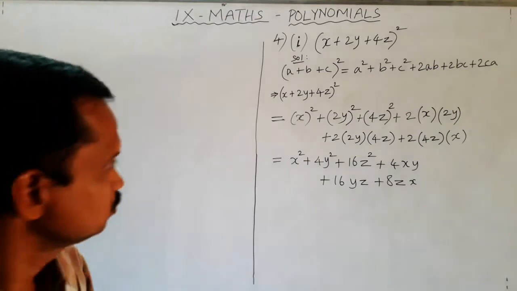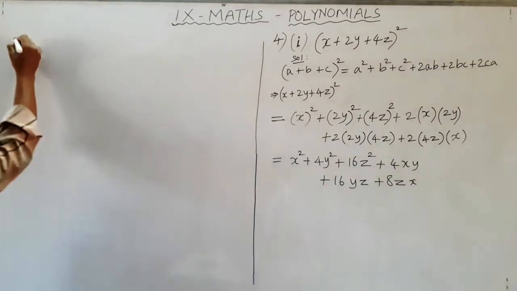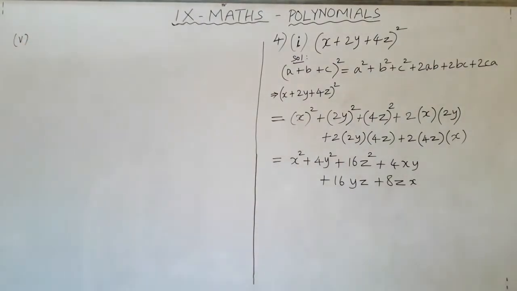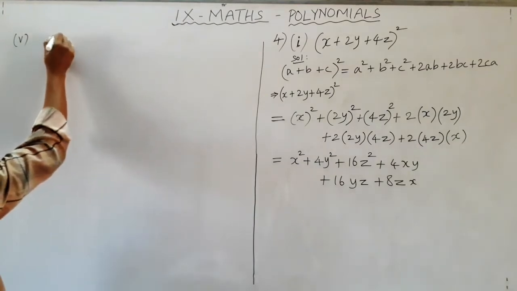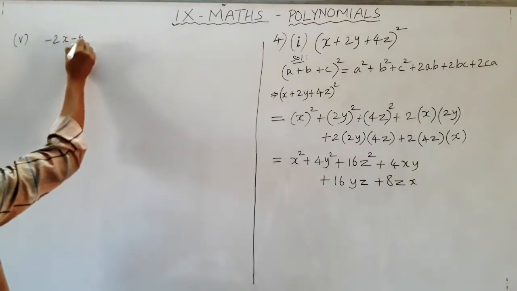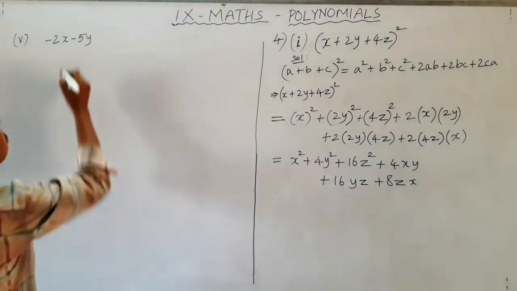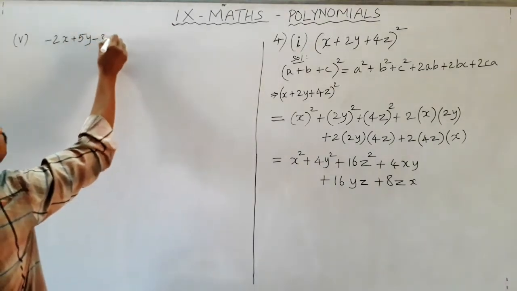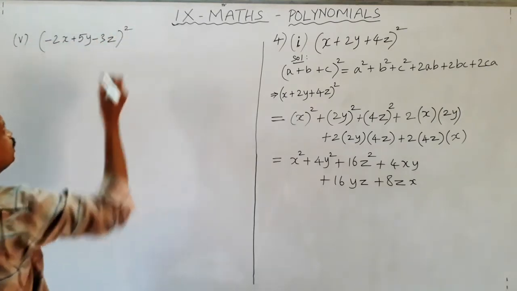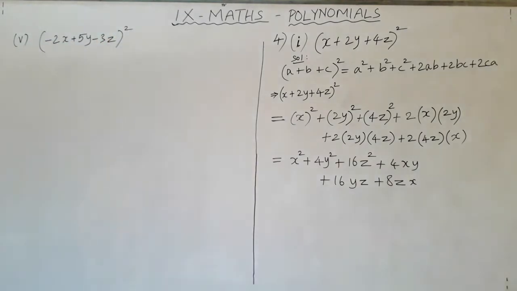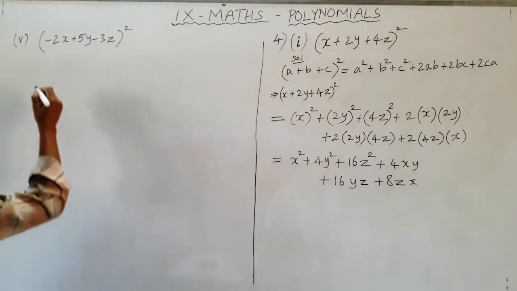And then coming to the option 5. Okay, option 5 I will do here. You see, minus 2x plus 5y minus 3z whole square. So it is given like this. What? Minus 2x plus 5y minus 3z whole square. So you have to expand using the same identity.